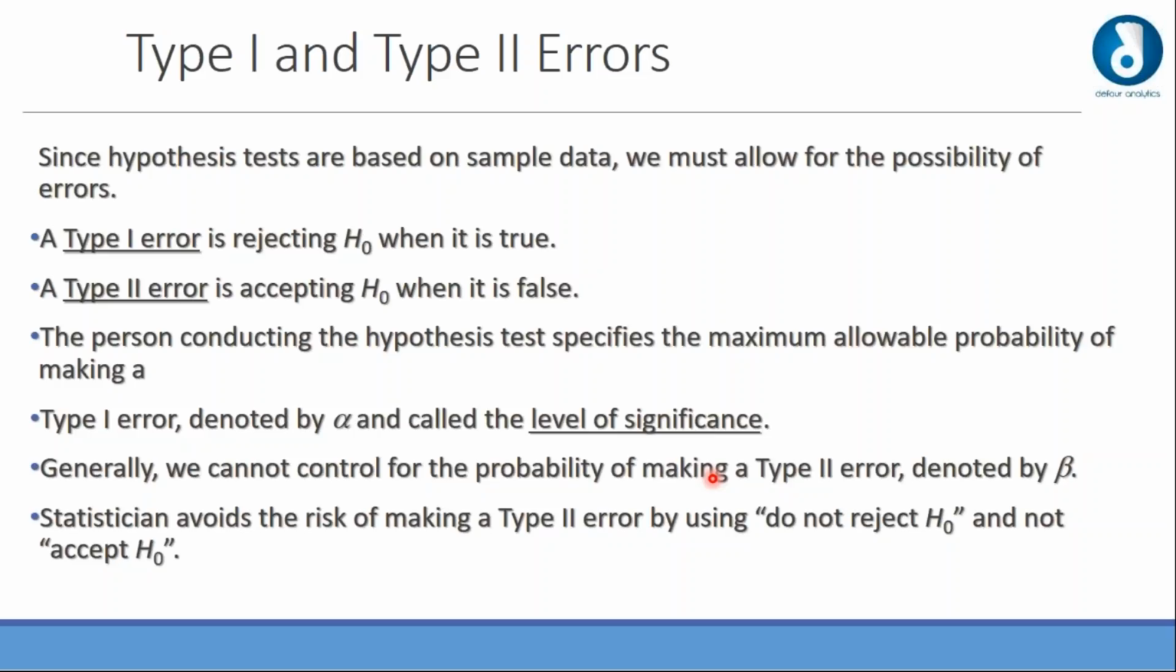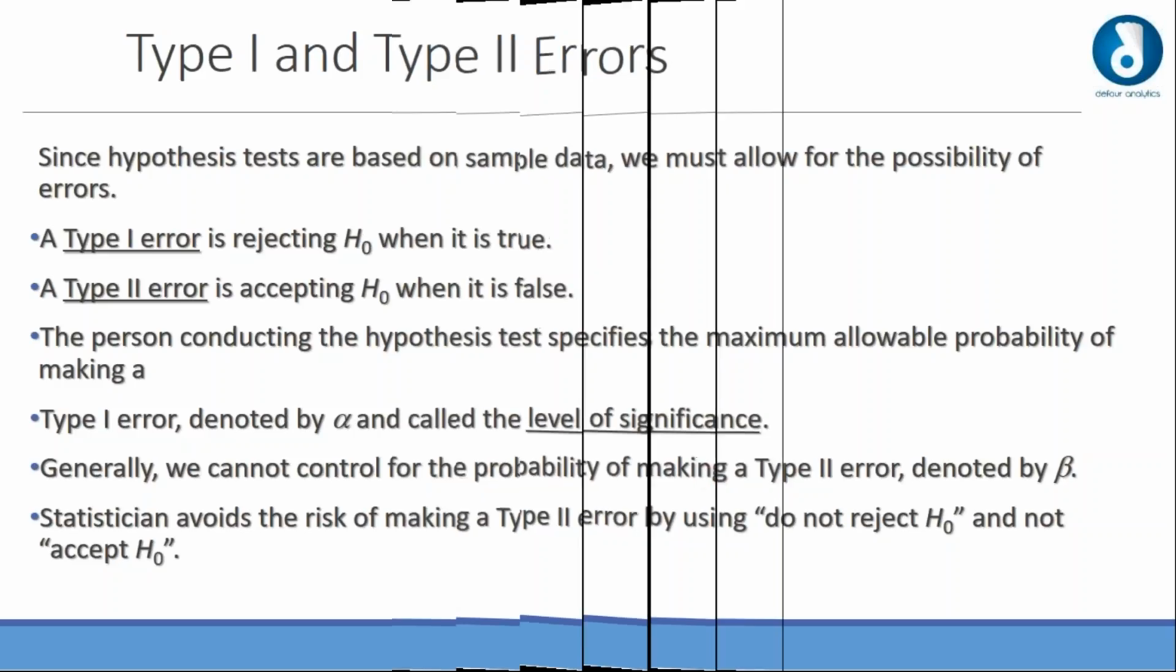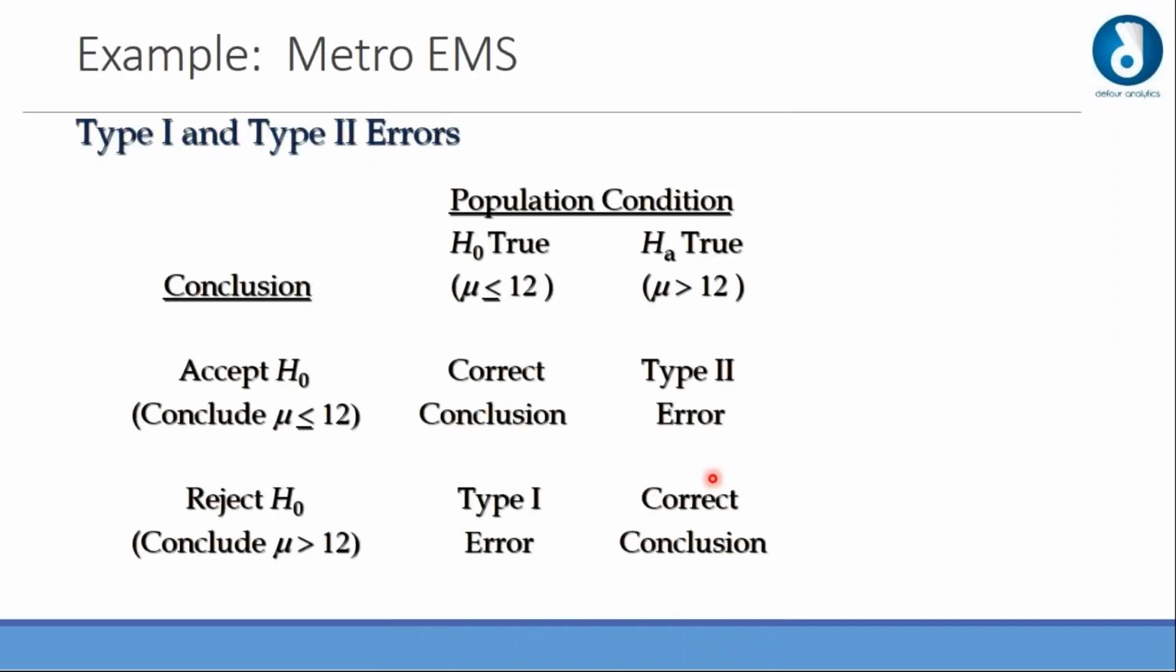So type 1 error is denoted by alpha, and it is called the level of significance. This will be made clearer in the next few slides when we have a normal curve and everything. Let's now see what type 1 and type 2 errors are with our Metro EMS example of the hospital.